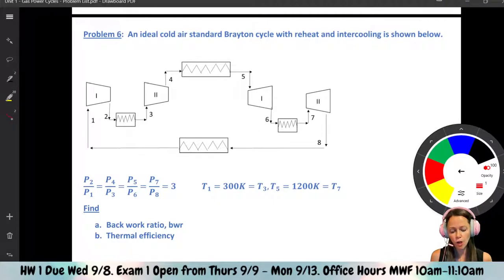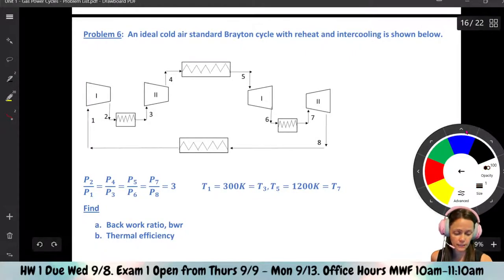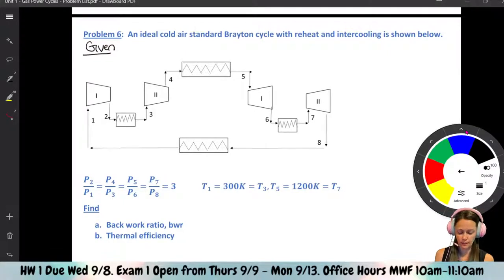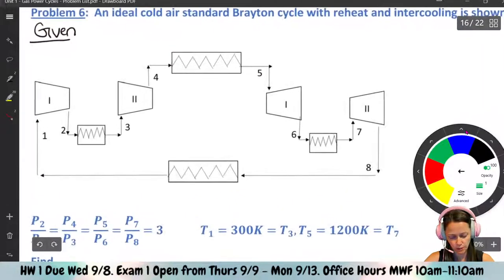We've got an ideal cold air standard Brayton cycle, and we've got reheat and intercooling. I'm given the pressure ratios across each of the compressors and across each of the turbines. We're given some temperatures, and we want to find the back work ratio and the thermal efficiency. If I were to give you this on an exam, that figure is exactly what I would give you. It would be up to you to figure out, okay, I have these heat exchangers. Is it a Q in? Is it a Q out? Where's the work in, work out? That wouldn't be given to you. Let's go through it.